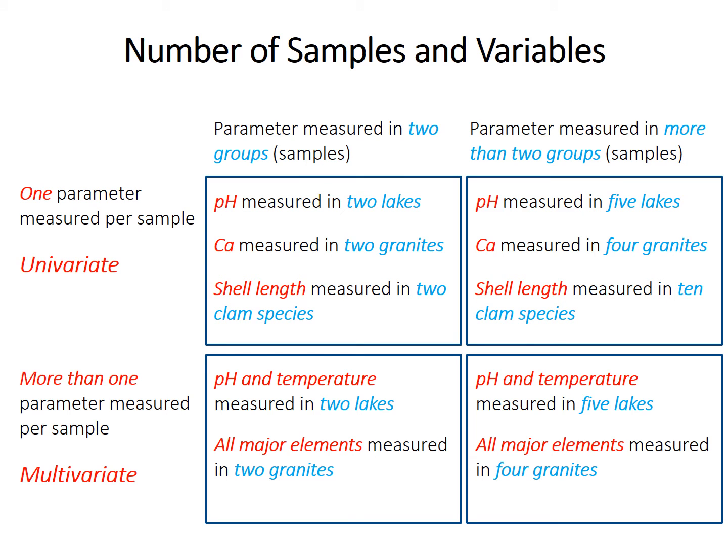Less commonly, you might want to compare more than one measured parameter at the same time. It doesn't matter how many there are as long as there's more than one, and this is called multivariate data, so it means multiple variables, multiple things you've measured. Like before, there are different tests if you want to compare just 2 samples or more than 2 samples. So an example might be that you want to compare both pH and temperature in 2 lakes. Or you want to compare all of the major chemical elements measured in 4 different samples of granite.